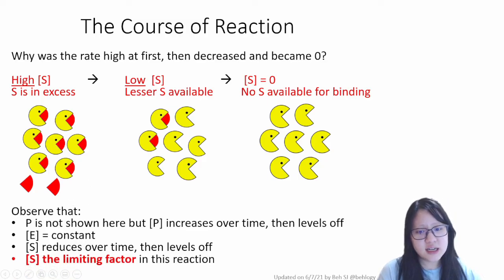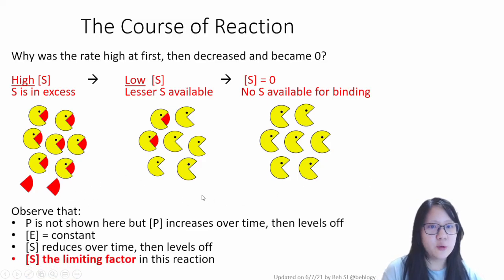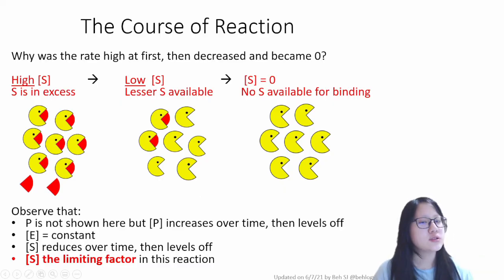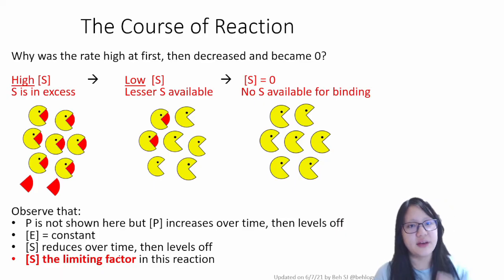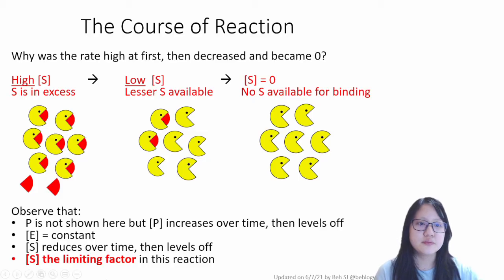And we can see here, what is the limiting factor? Why can't the reaction go on? In a time course reaction, enzyme concentration is the limiting factor. It is the one that stops the reaction, stops the rate from increasing further. So yeah, that's what happens.